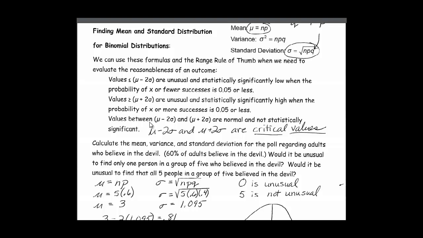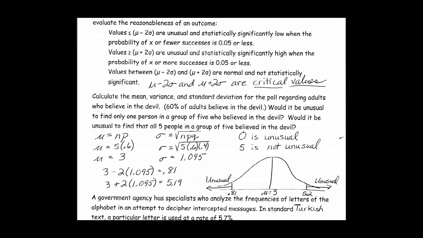But basically, you just need to remember the values between mu minus 2 standard deviations and mu plus 2 standard deviations. Those are your usual values. So in other words, mu minus 2 standard deviations and mu plus 2 standard deviations are critical values, those borderline values that separate usual from unusual. And of course, as usual, the best way to get this to sink in is to just do a couple examples.